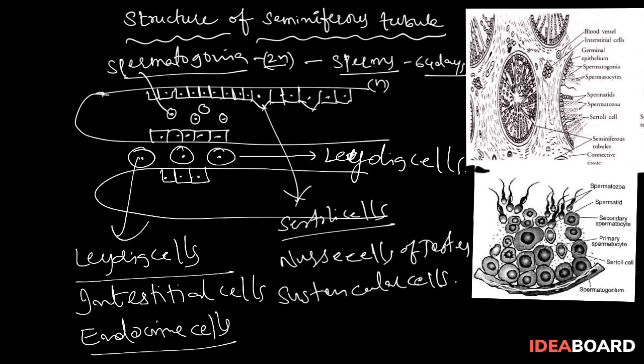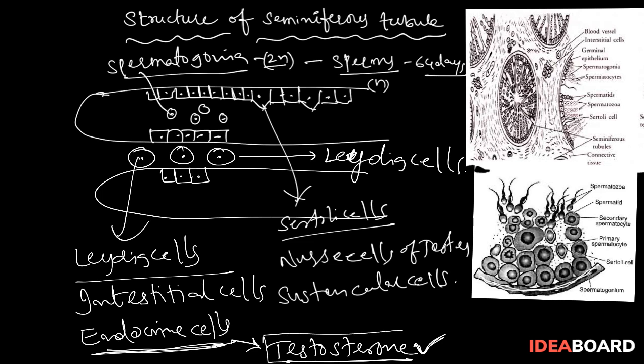The Leydig cells, or the interstitial cells or the endocrine cells of the testis, will secrete the hormone testosterone. This testosterone is a required hormone for the development of the secondary sexual characters in males at puberty, and moreover it is the essential hormone for the spermatogenesis process. It is also called male androgen.